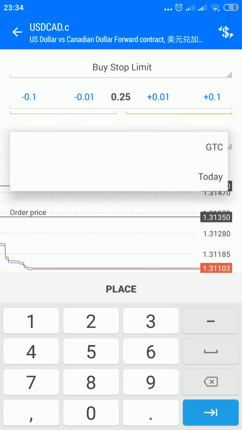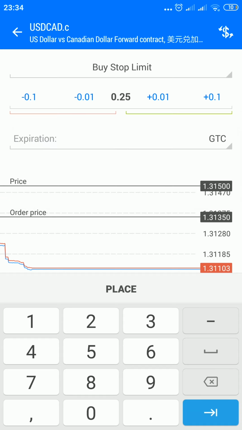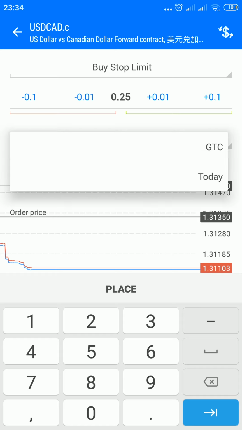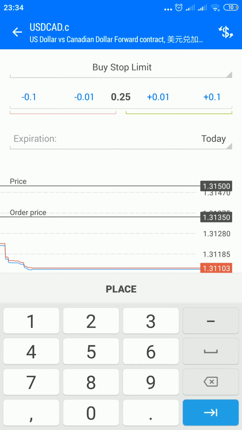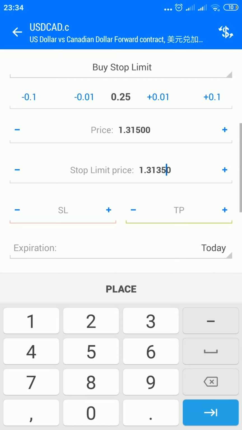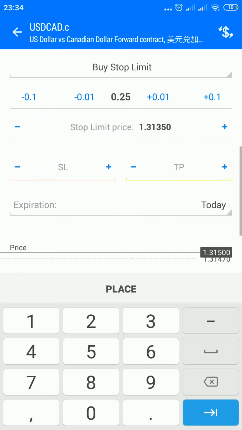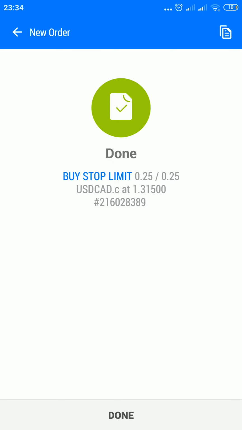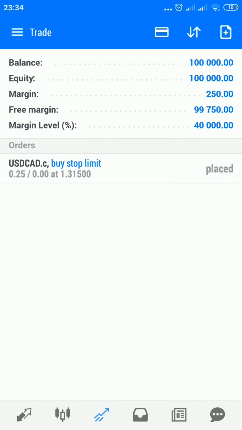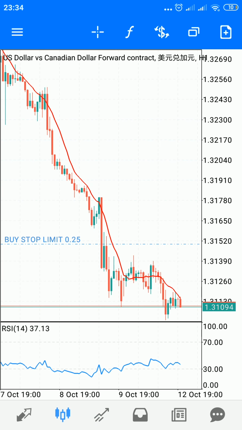In that particular case, you might want to change the expiration from GTC, which stands for good till cancelled, so it's going to be valid until you either delete it or it gets executed, to today. In that case, it's only going to be valid for the particular day in which you're opening it, as you might imagine. So, once again, check the price, 1.3135, and let's say we place. Here we have it. So, let's come back to the chart, and here we have it.